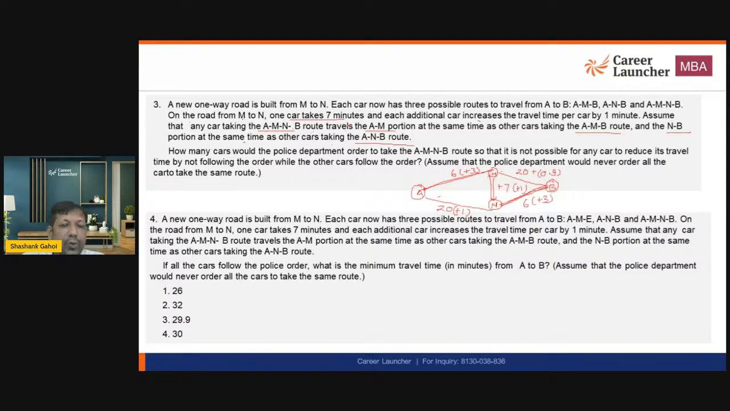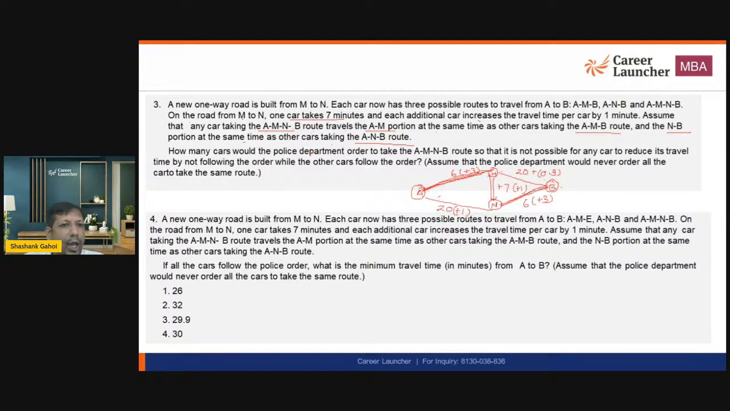The AMNB route takes the AM portion, and this AM portion takes the same time. So the same thing is given: this is the same portion. From here to here people are going, whether they take this path or this path, the time for A to M is going to be the same, that 6 plus 3 thing.